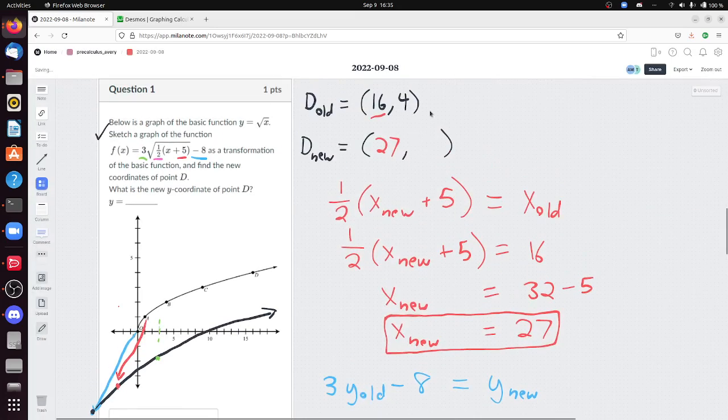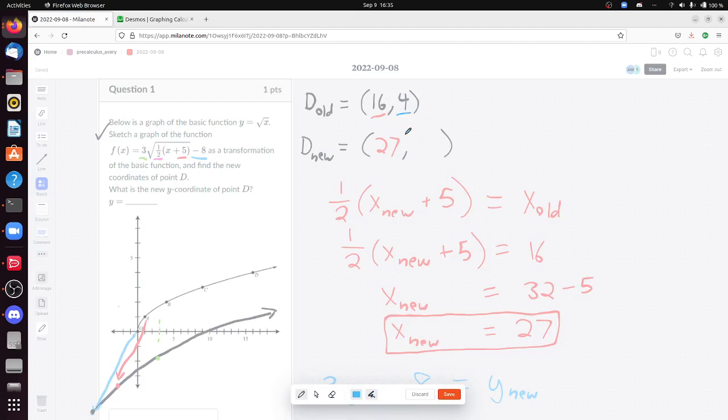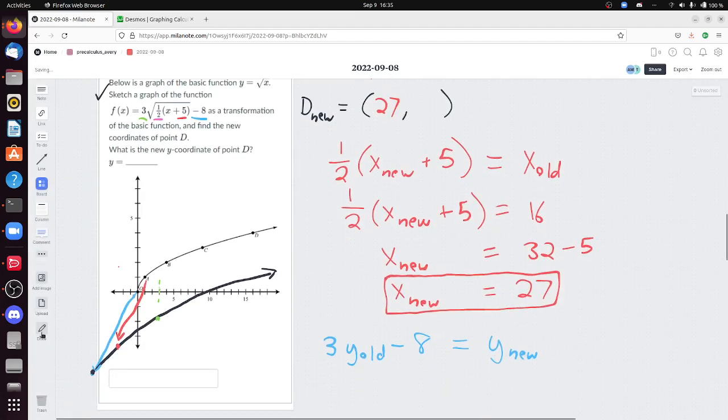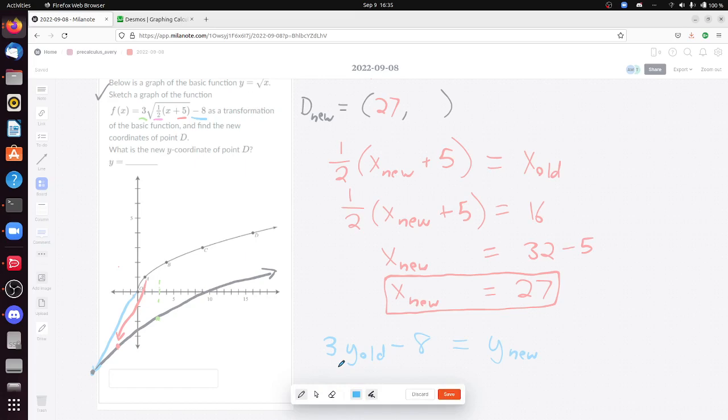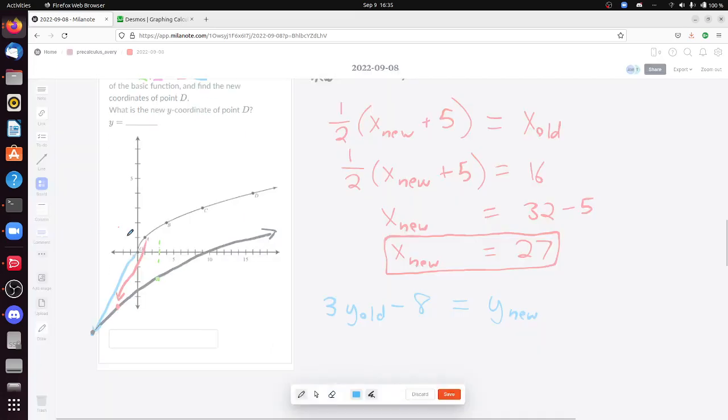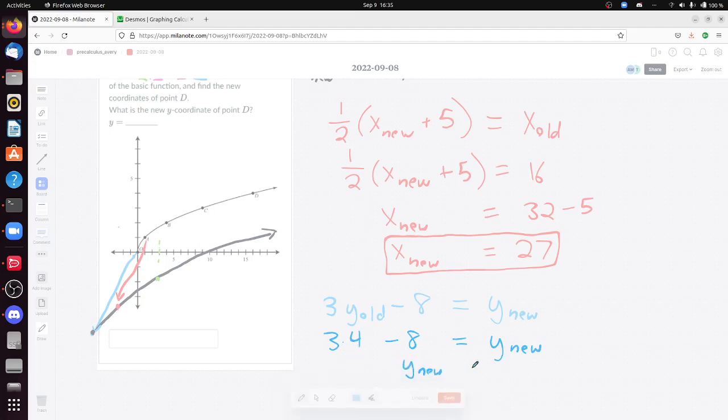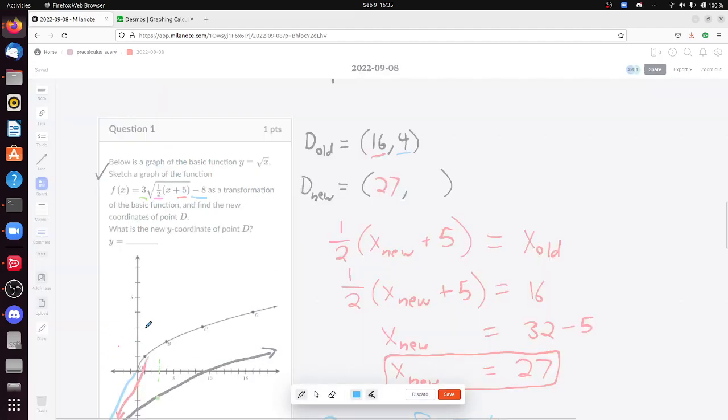Now what is y old, you might ask? Well, it's actually this 4 up here that we started with. So all we have to do is plug in 4 for y old into this equation, and then solve for y new. So 3 times 4 minus 8 equals y new. That's 12 minus 8, so y new equals 4. That's interesting, it's actually the same as the old one, just by coincidence. So here we're looking at the new coordinate of 27 and 4.